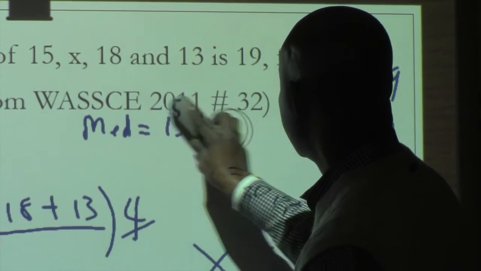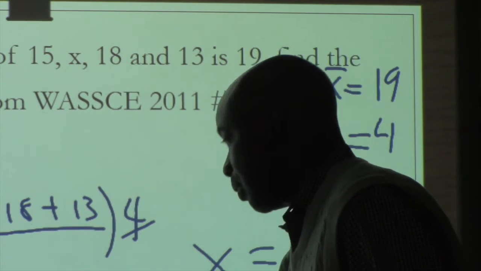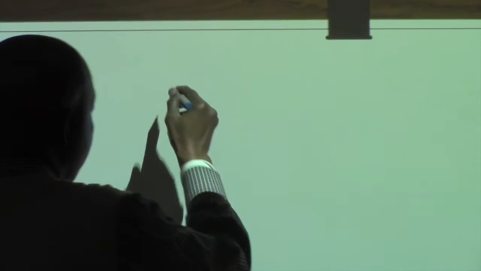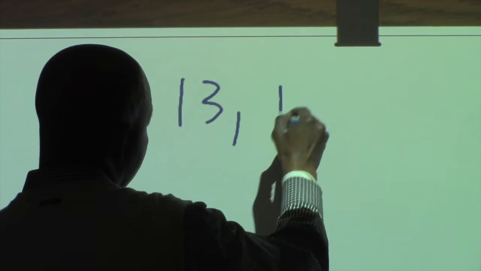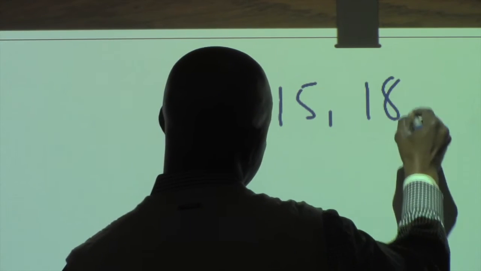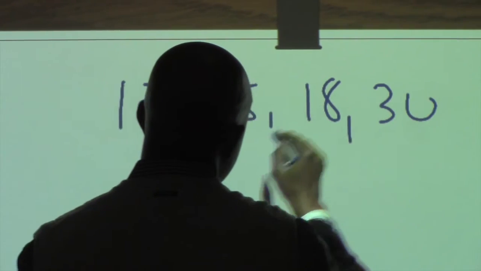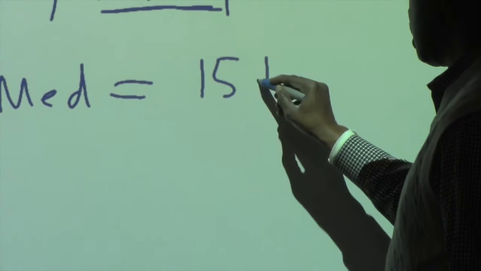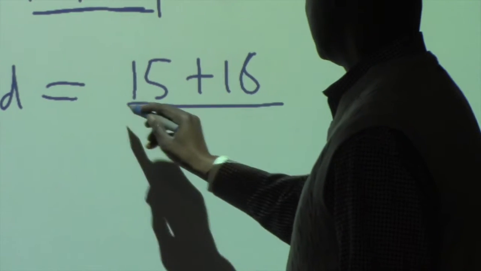I have to make this clear. So let me see. So we have a space here. So let's go again. Let's list our numbers: 13, 15, 18, and 30. So these two will be the two middle numbers. So to find a median, we do 15 plus 18 divided by what?